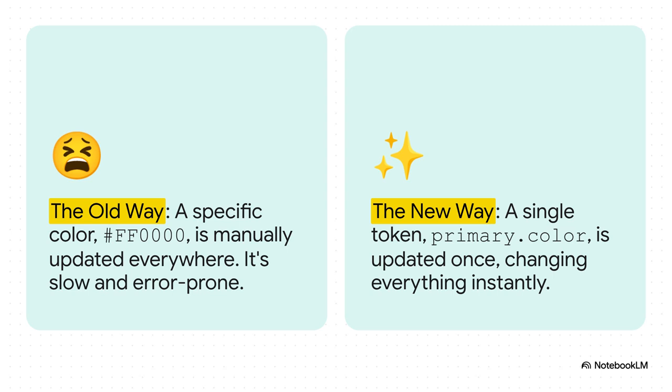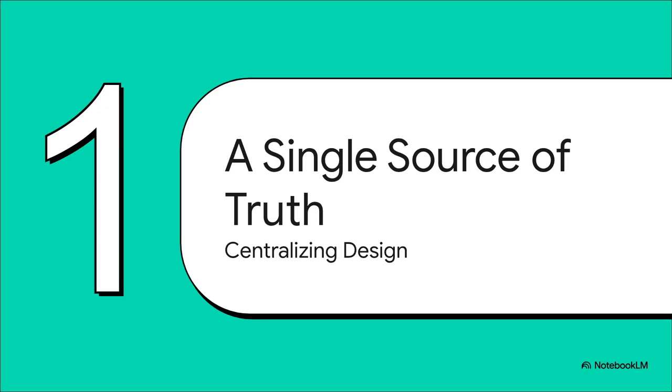But look at the right, the new way. A designer updates one single thing, this little variable called primary color, and boom. Instantly, every button, every link, every single part of the product changes. That is the magic we're talking about today. That's a design token. So how in the world does that actually work?